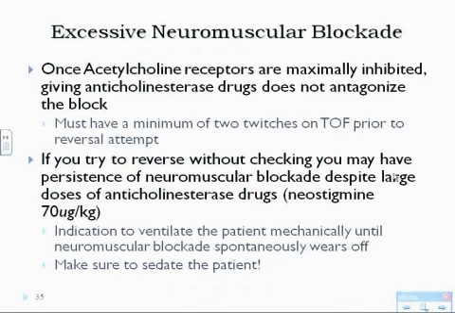If you have excessive neuromuscular blockade, once acetylcholine receptors are maximally inhibited, giving anticholinesterase does not antagonize the block. So really, it's very, very dangerous to do that. So before you reverse anybody, you want to make sure that at least they have two twitches. If you try to reverse without checking, you may actually have persistent neuromuscular blockade despite large doses of anticholinesterase drugs. Indications to ventilate: if you see that happen to you, then just don't keep adding more reversal. Just give up and take the patient to the recovery room and put them on mechanical ventilation and just sedate them. Make sure you sedate them, because they won't be able to move.